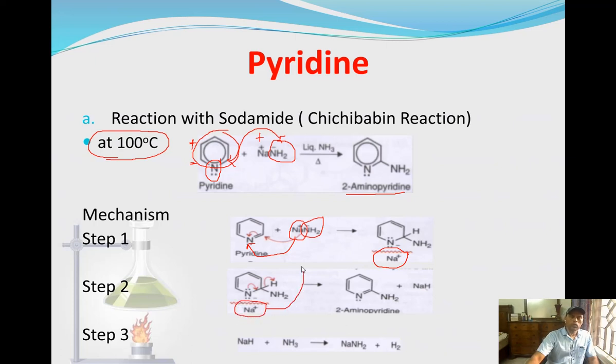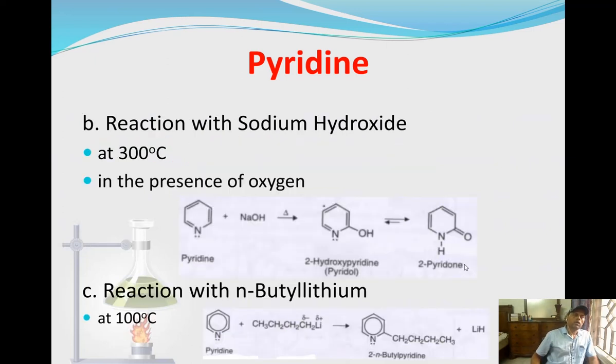This is going to react with the hydrogen from here, right? Sodium hydride you are going to get, and sodium hydride and ammonia are going to react, and you are going to get back the sodamide, acting as a catalyst here. All right, now next is the reaction with the sodium hydroxide, a nucleophilic reaction.